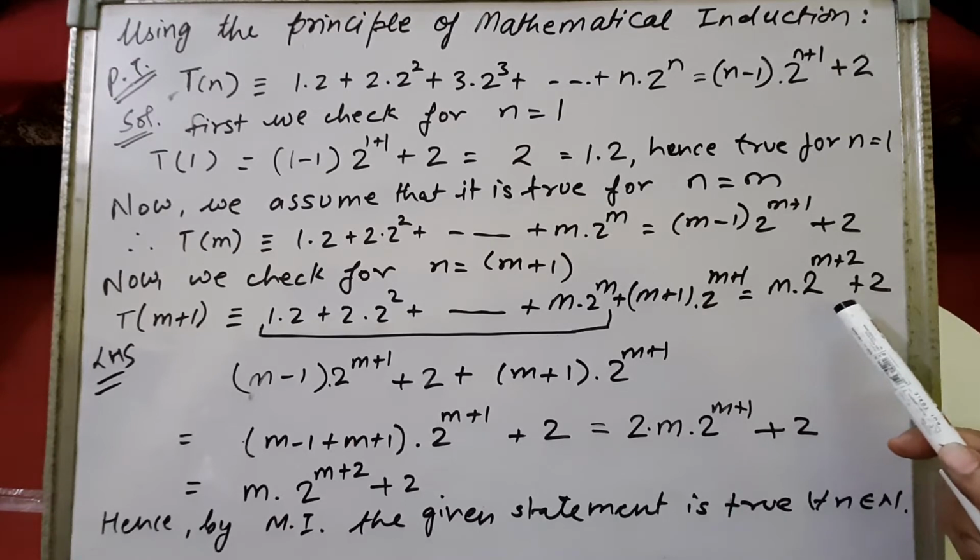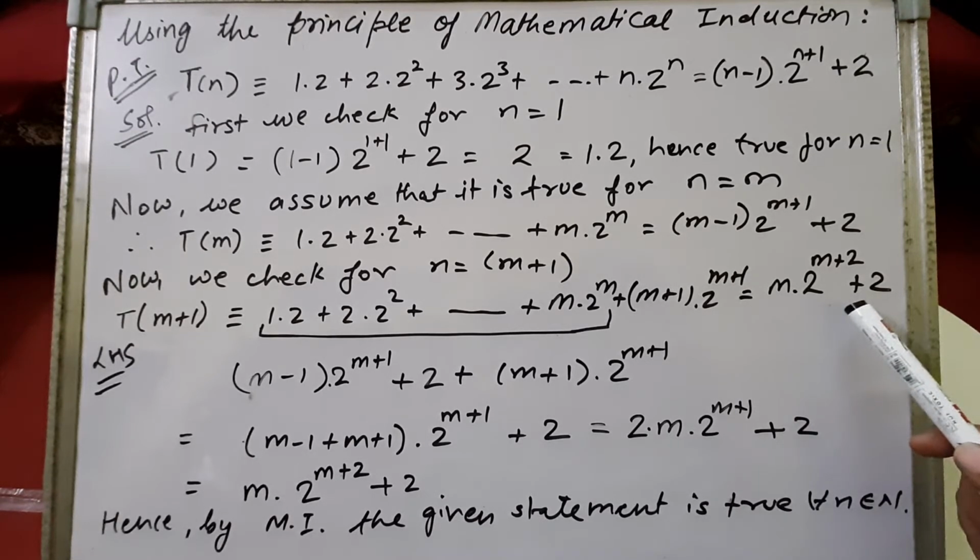That means the left hand side and our right hand side are same. So now we can say that hence by mathematical induction, the given statement is true for all n belongs to natural numbers. Right children? Understood? Note down please.